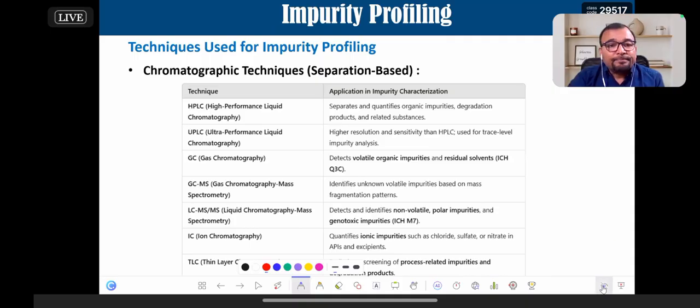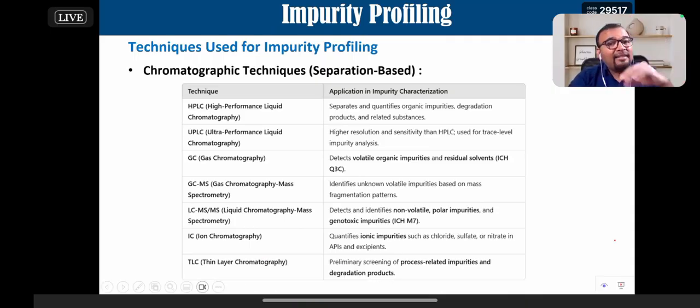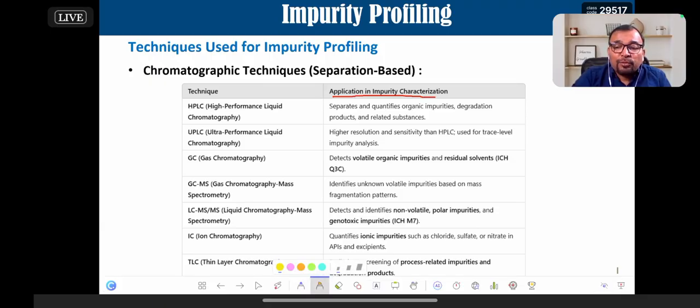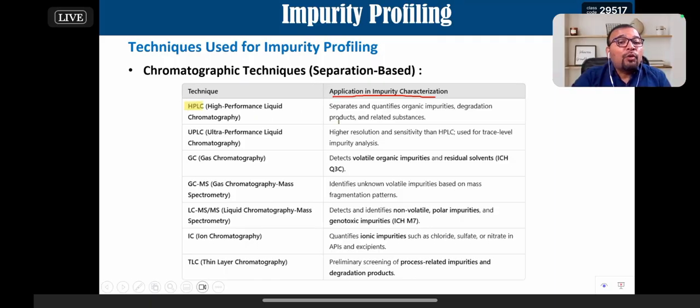Now this table talks about the techniques which are available under the chromatographic area and what is the application in impurity characterization. Let us talk about the first point, that is the HPLC. HPLC separates and quantifies organic impurities, degradation products and related substances.